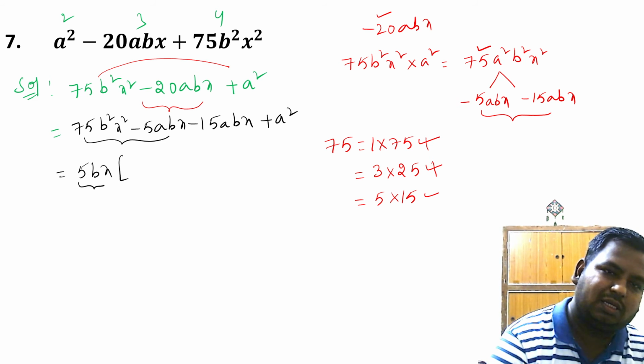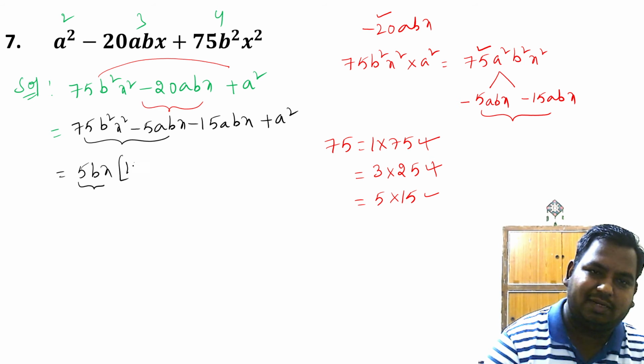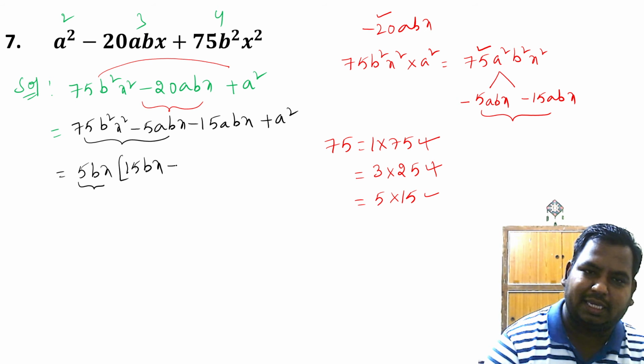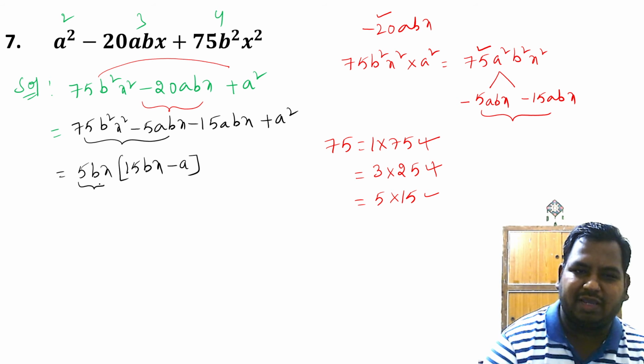5bx into what is 75b squared x squared? It's 15bx. 5bx into what is minus 5abx? It's minus a. 5bx into 15bx is 75b squared x squared. 5bx into minus a is minus 5abx.